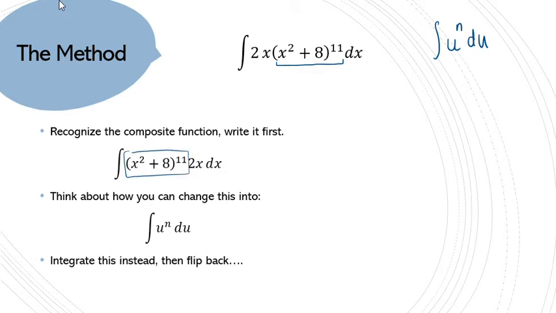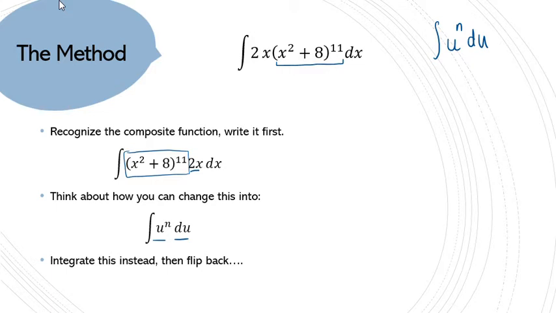Here it is. Inner function, x squared plus x. Outer function, that to the power of 11. And then we write it first. So all I've done is rearranged. So I have 2x dx afterwards. So how can I get this to look like u to the n times du?